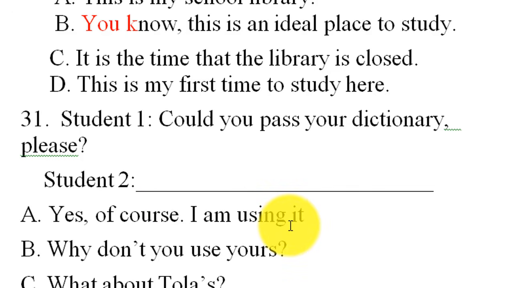Yes, of course, I'm using it. Yes, of course means I'm volunteering to give you the dictionary, but I'm saying I'm using it. Is it really appropriate? Does it really go with this expression? No. Why don't you use yours? He doesn't give a response on this one. If I have my own dictionary, I don't want to ask him to lend me a dictionary. No. What about Tola's? It's not his business to ask Tola. Maybe Tola may not have a book, so I don't want to ask him. So that's not the correct response for this one.